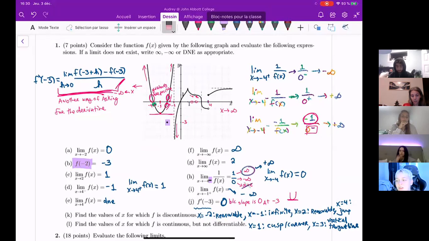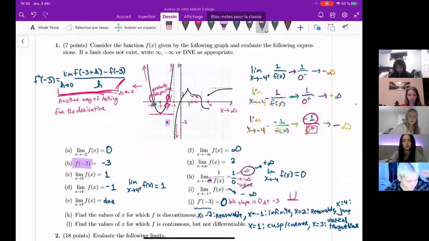Wait, wouldn't it be negative over positive? Oh, I'm sorry. I meant to do, wait, from the left. Oh yeah, I'm sorry. It would be negative over positive. You're right. My bad. I was doing from the right in my head. So that would be positive, and then that would still be negative infinity. You got it. Yeah, okay.